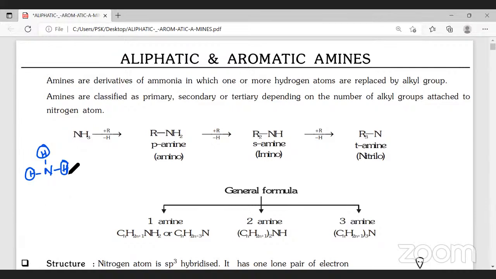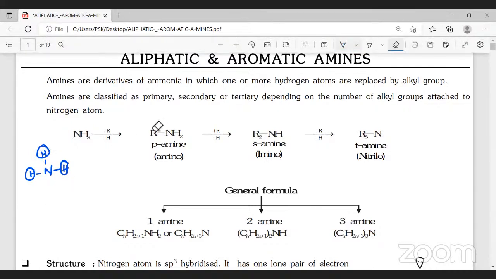Now, this is the parent molecule, this is ammonia. If one of the hydrogen atoms is replaced, and in place of that hydrogen an R group is added, we have RNH2. This NH2 group is called the amino group. And this is an example of a primary amine because this nitrogen is bonded to only one carbon. Since nitrogen is bonded to only one carbon, it's called a primary amine.